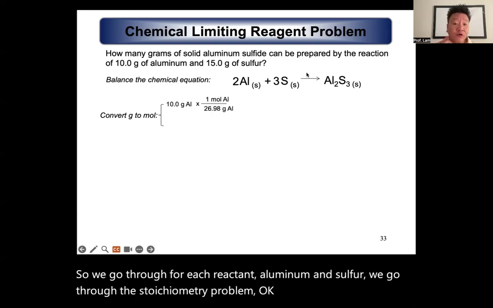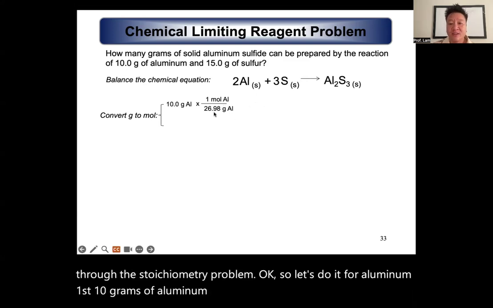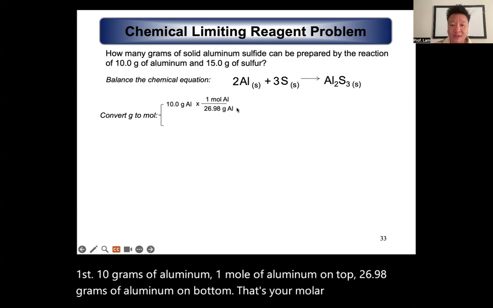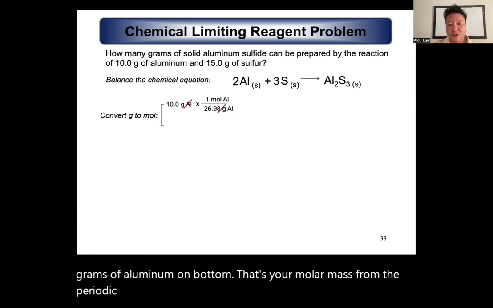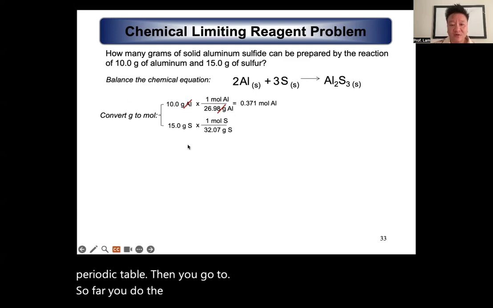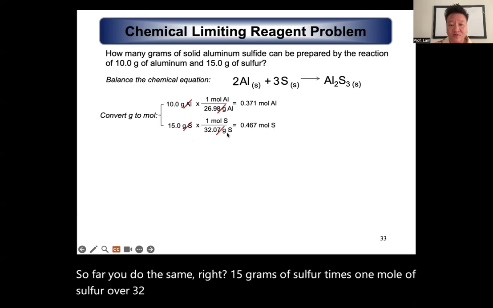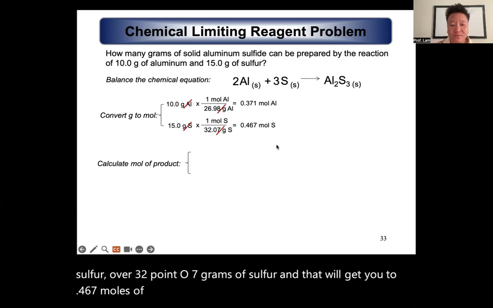Okay, so let's do it for aluminum first. 10 grams of aluminum, 1 mole of aluminum on top, 26.98 grams of aluminum on bottom. That's your molar mass from the periodic table. Then you go to sulfur, you do the same, right? 15 grams of sulfur times 1 mole of sulfur over 32.07 grams of sulfur. And that'll get you to 0.467 moles of sulfur, right?